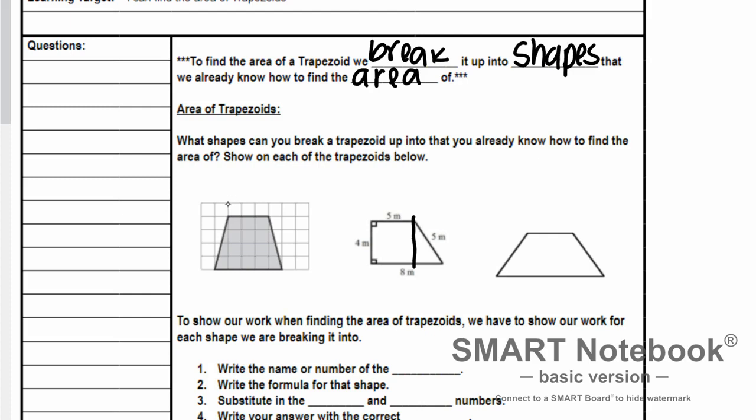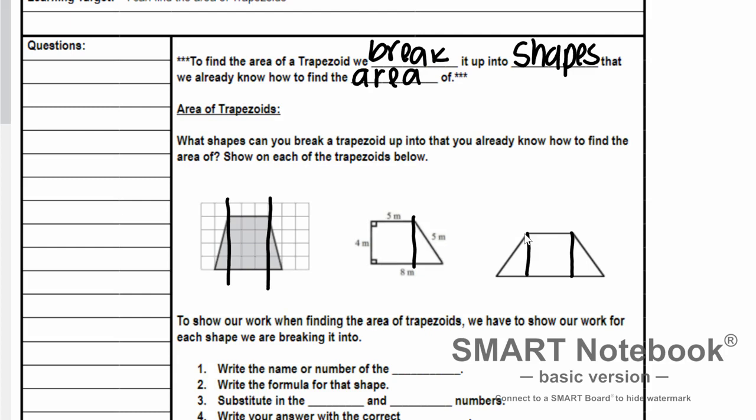So for example, I would break this one up right here into a rectangle and two triangles. Same thing over here, it's just a little bit of a different shape, just bigger triangles, a rectangle, and two triangles. Okay, so trapezoids are going to be made of rectangles and triangles, which we know how to find the area of.